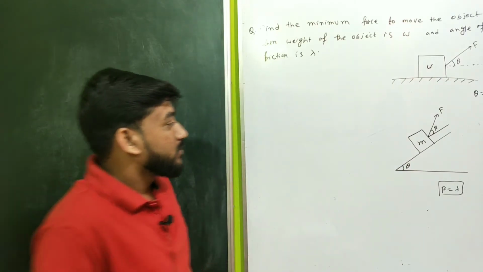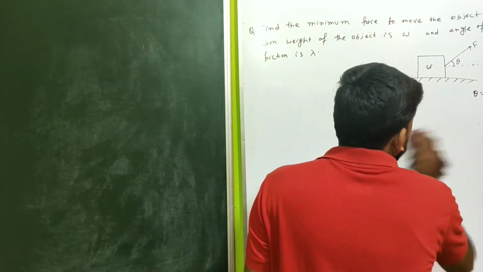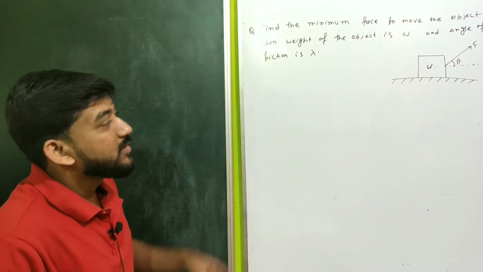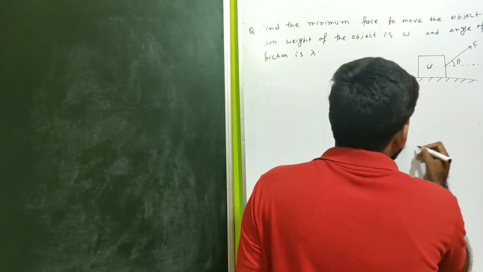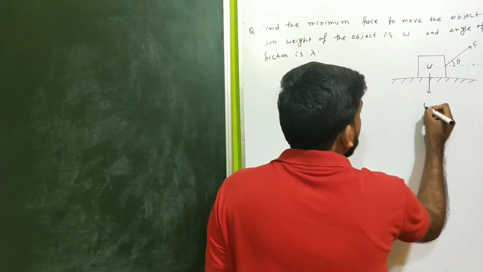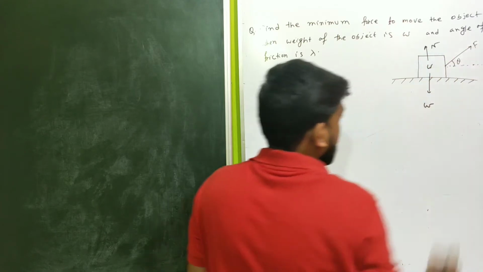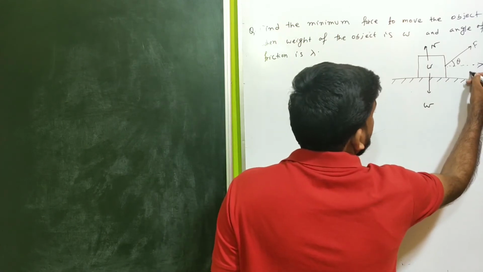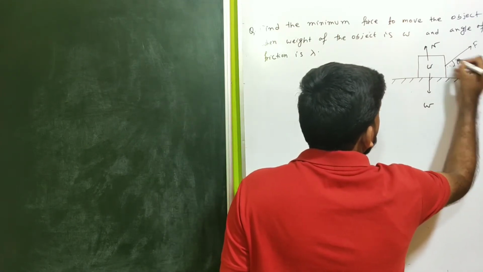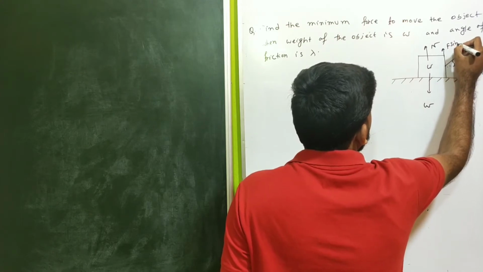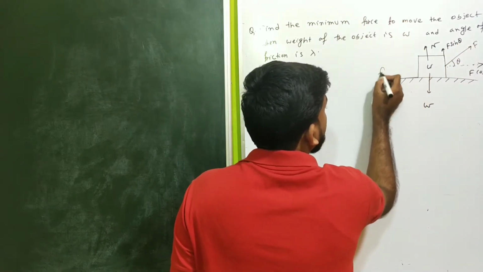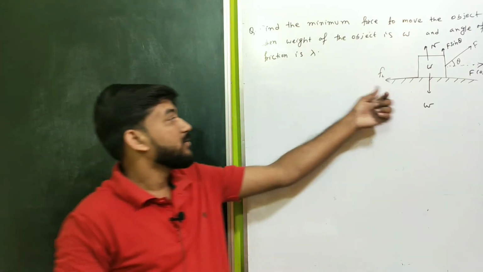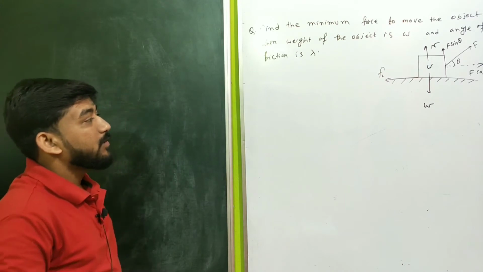This is a very interesting problem. What we have to do is just resolve the forces. What are the forces acting here? One is W in the downward direction, and another is the normal force in the upward direction. F can be split into two components: F cos theta and F sin theta. The limiting frictional force will act backward, because the object tends to move in the forward direction.